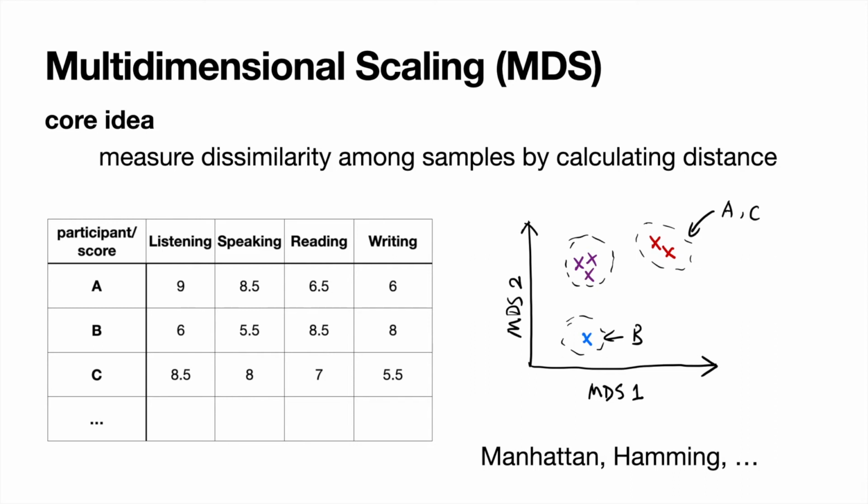A and C are very close, while B is far away from them. And if we have more samples, such as D, E, F, G, H, some of them may get close to each other. And apart from the Euclidean metric, we also have other metric choices like Manhattan and Hamming and so on. Remember, this is not the classical MDS. In this example, we were just looking at its core idea before moving to the theoretical part.